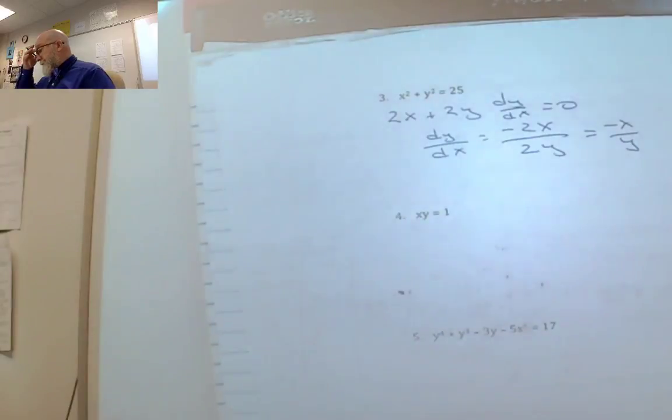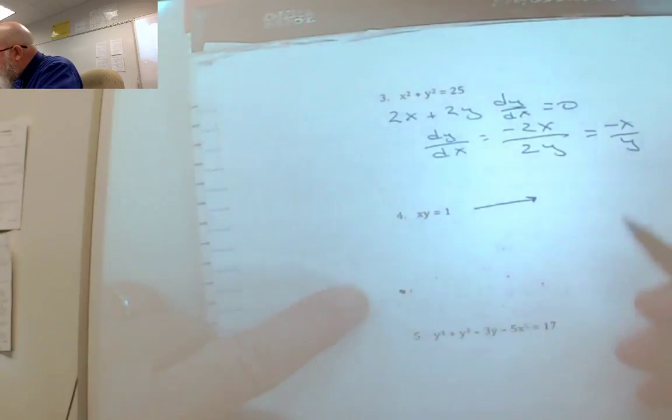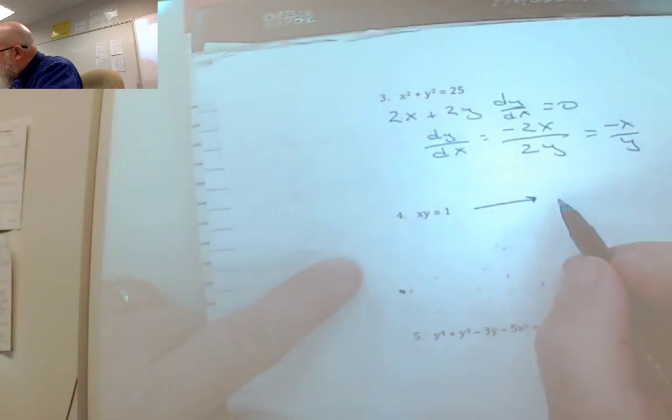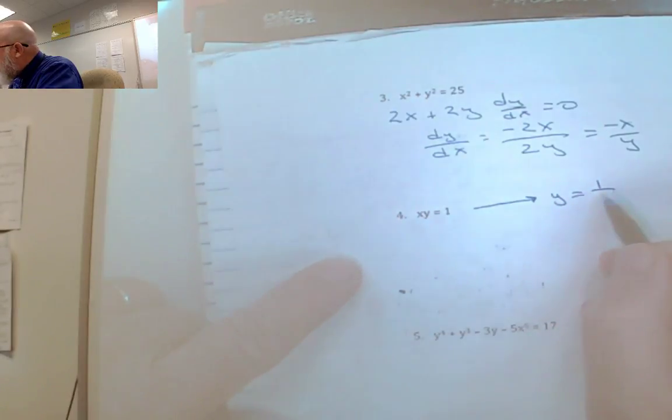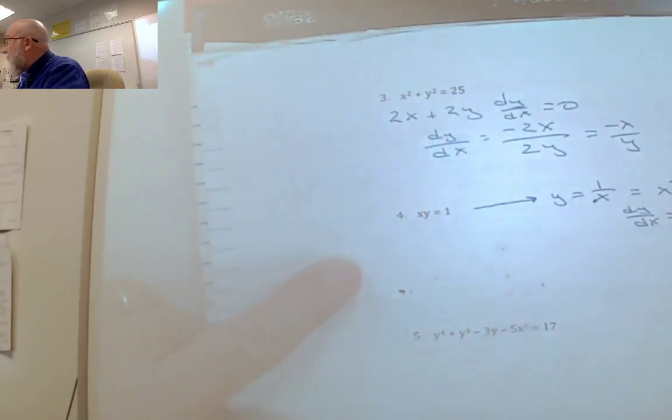Now, this one, I could do it explicitly. I could write y equals 1 over x. Would you agree? Correct? Equals x to the negative 1 power. Would you agree? So dy/dx would equal a negative x to the negative 2 power. Would you agree? And that would give me a negative 1 over x squared. Would you agree with that?